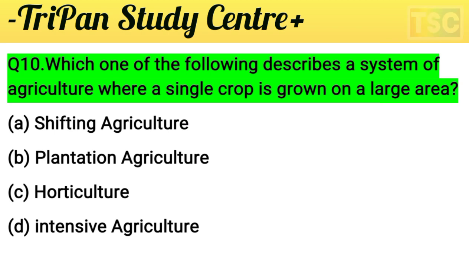You must have a thought of your answer. Let's see what is the answer for this question here. The question is clear. Describe a system of agriculture where a single crop is growing on a large area. It's called shifting agriculture? Shifting agriculture is nothing that is called here, okay?